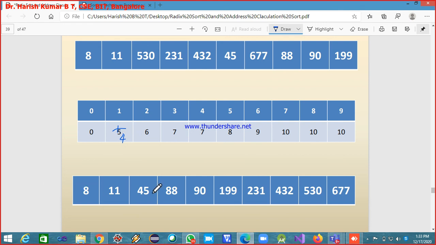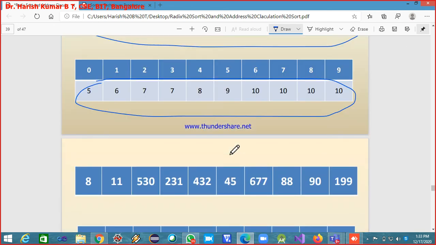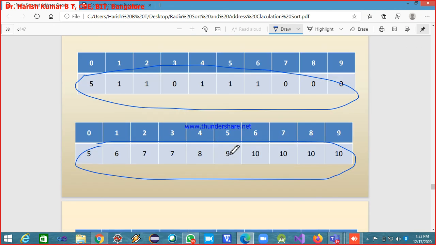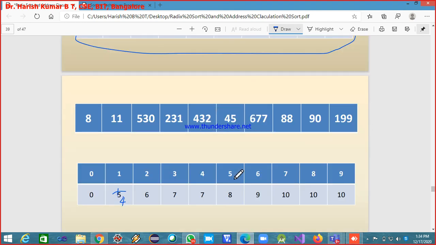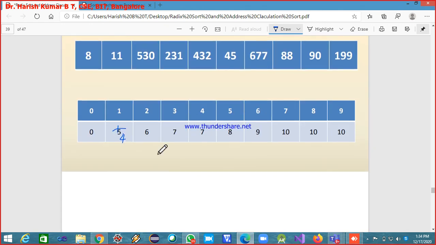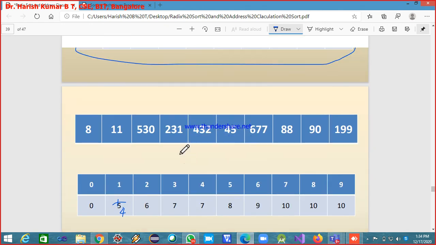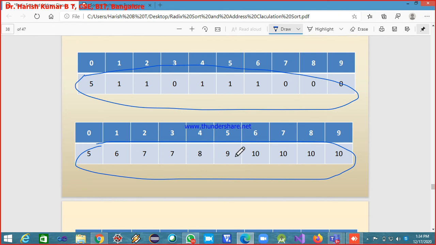0, 1, 2, 3. Oh, I don't know whether the cumulative counts are correct or not. So 1 second. Oh, this is written wrong here, and this is already decremented, I hope. Okay, so this is what I have to see.